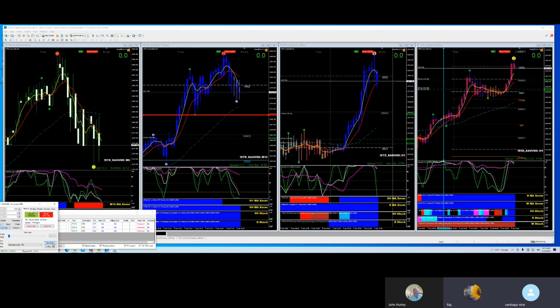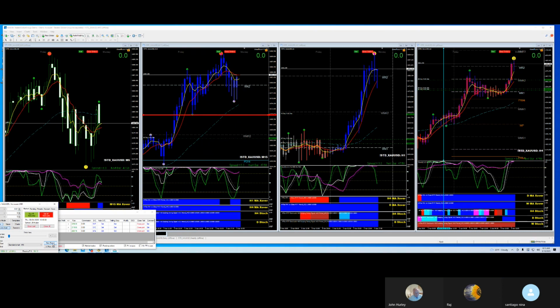I would say that's definitely an exit there. Well, the 1 hour is trying to set up for a trend trade. Yeah, but I would have taken my profits and then taken another trade. Right.